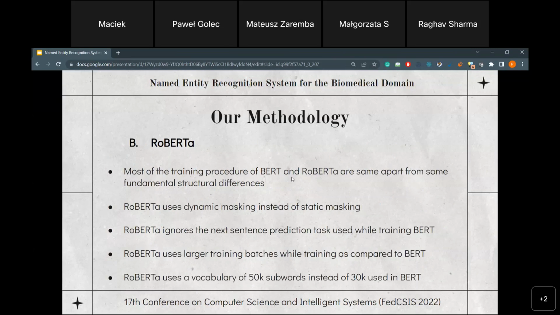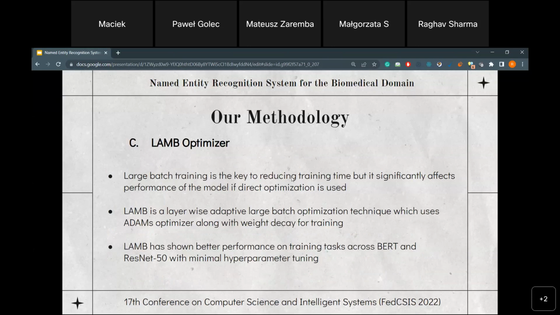Now, moving forward to RoBERTa. RoBERTa is also quite similar to BERT, with there being some fundamental differences, but the training process being completely similar. So RoBERTa basically uses dynamic masking instead of static masking. This means that it creates a new mask for every iteration, unlike BERT, which does so after 10 iterations. RoBERTa also ignores the next sentence prediction task, which is used for training BERT. Apart from these, RoBERTa uses a larger batch size and a bigger vocabulary of 50,000 subwords instead of 30,000 subwords used in BERT.